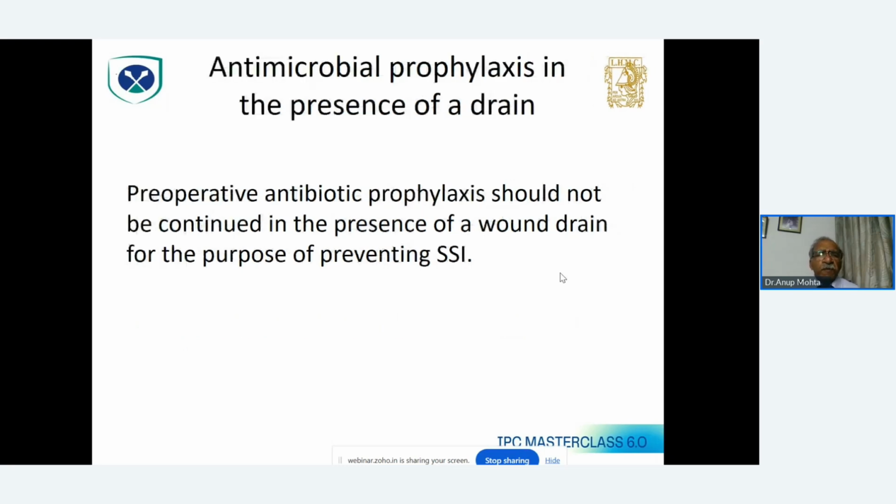Now, a lot of times we put in a drain and we are concerned that the drain will lead to or predispose to infections inside the body. This has not been found to be true, and postoperative antibiotic prophylaxis should not be continued in the presence of a wound drain for the purpose of preventing surgical site infections.